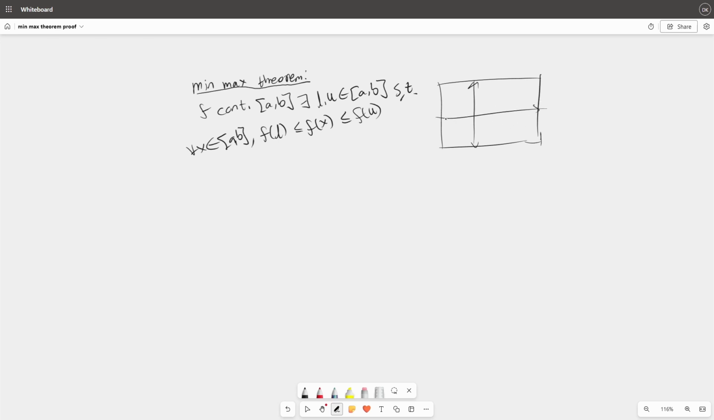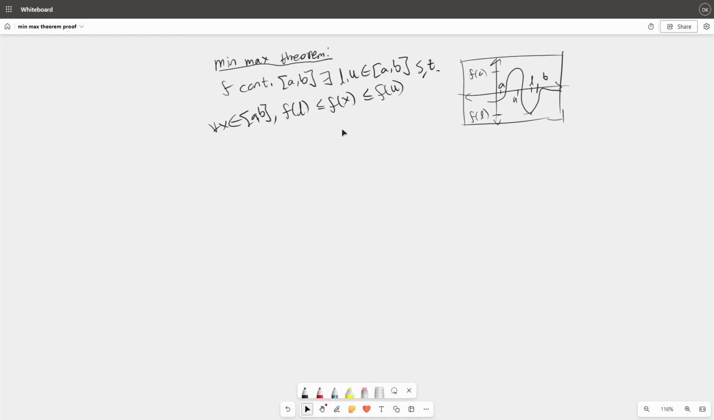For a function like this, where this is a and this is b, we see that this will be our U, and this will be L, and this will be our f(U), and this will be our f(L). Okay, so how do we prove this?